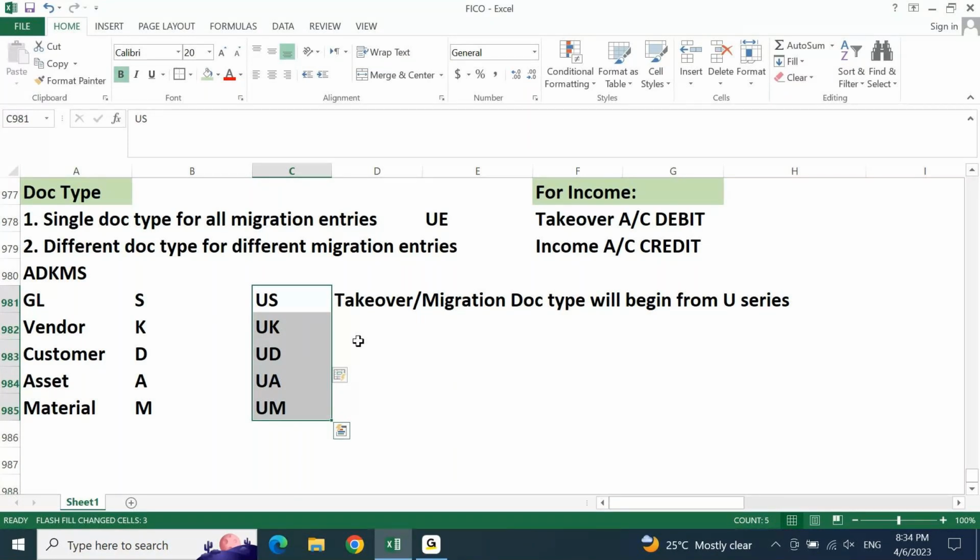Is that a customized part of document types? Don't we have standard document types for this, for example for GL transactions we have SA, KR and DR? No, this will not be standard, this will be customized. We will create it as part of configuration, and it depends upon the client requirement.